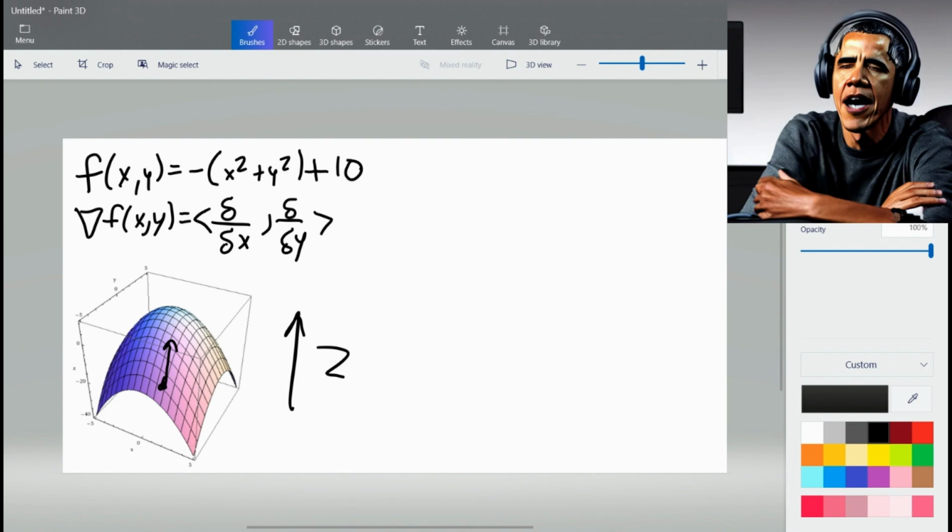Take the function f of x, y is equal to negative x squared plus y squared plus 10. The function has two inputs, x and y, and will output a z value. To find the gradient, let's take the partial derivative of all the variables. So the partial derivative with respect to x is negative 2x, and the partial derivative with respect to y is negative 2y. So the gradient vector is just negative 2x, negative 2y.